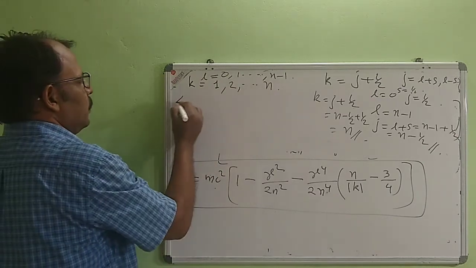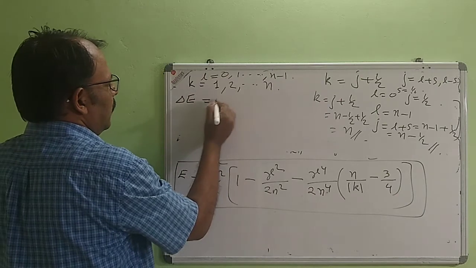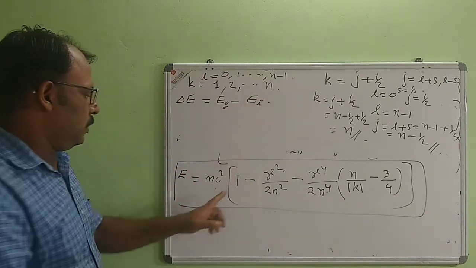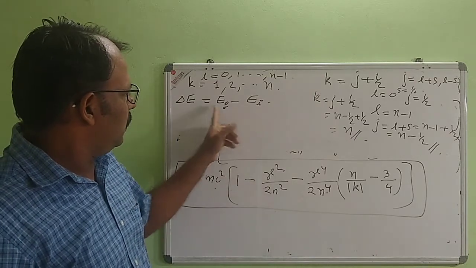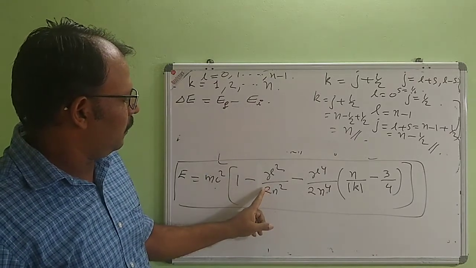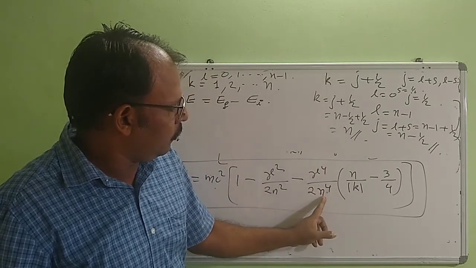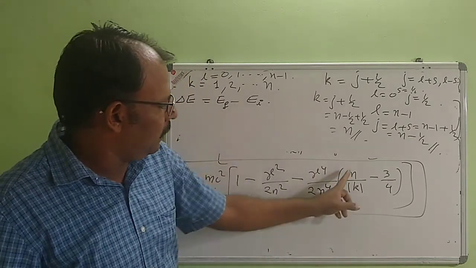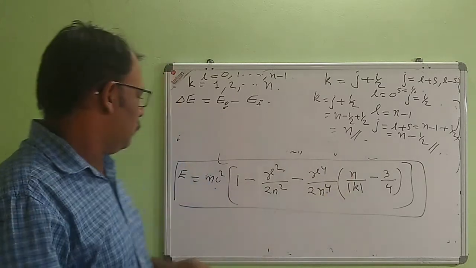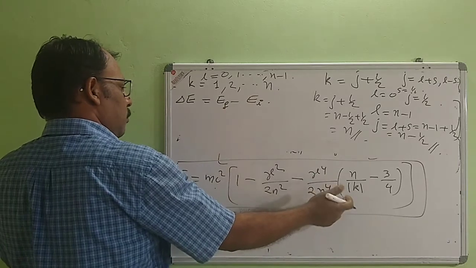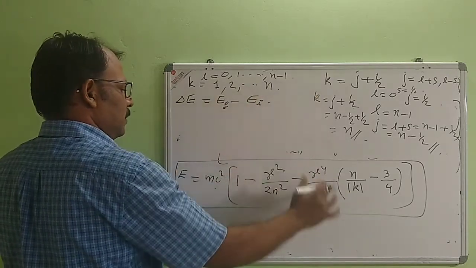So delta E, the total energy spread, can be written as E final minus E initial. The first term is the same for initial and final energy, and the second term is the same. The last term, minus 3 by 4 into gamma raised to 4 by 2 n raised to 4, is also the same. The only difference is with this term, so you only need to take the difference of this term. All other terms will be the same, so they will cancel each other.